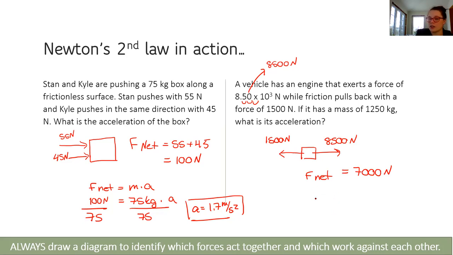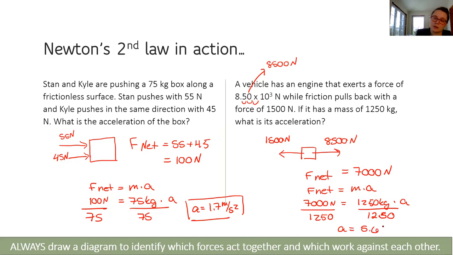So now if I want to calculate the acceleration, F net is also equal to mass times acceleration. So we substitute our 7,000 in. That's equal to 1,250 kgs times the acceleration. Divide both sides by 1,250. And acceleration is equal to 5.6 meters per second squared.